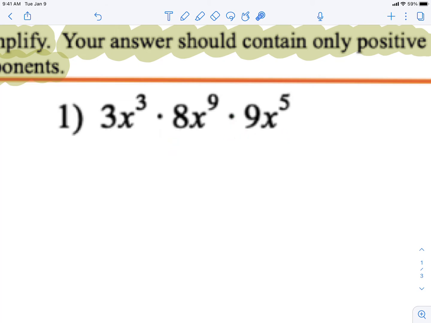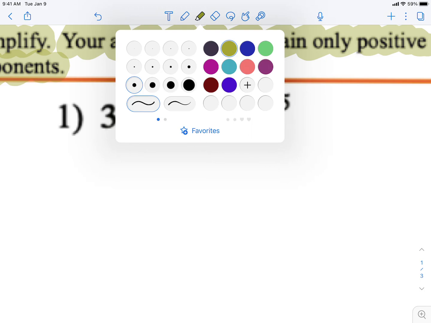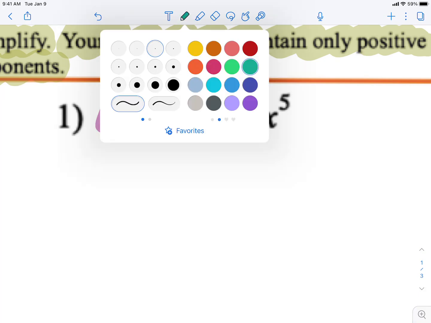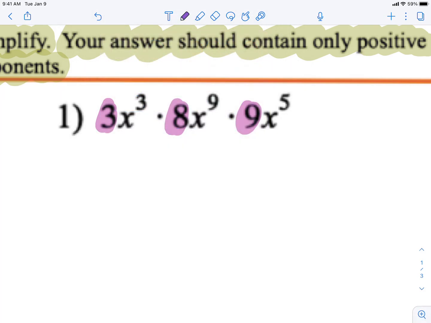Interesting. Okay? So watch what I'm going to do first. What I'm going to do first is I'm going to take all my regular numbers, just numbers, okay? I'm going to take my 3, my 8, and my 9, and I'm going to write those 3 together.